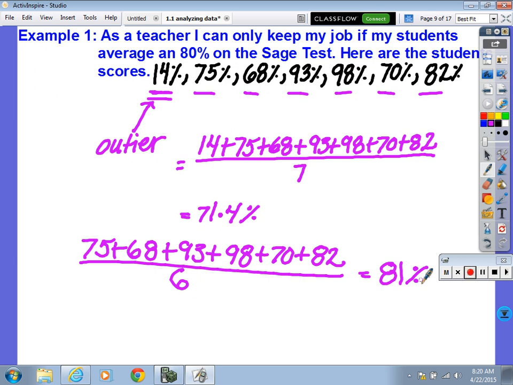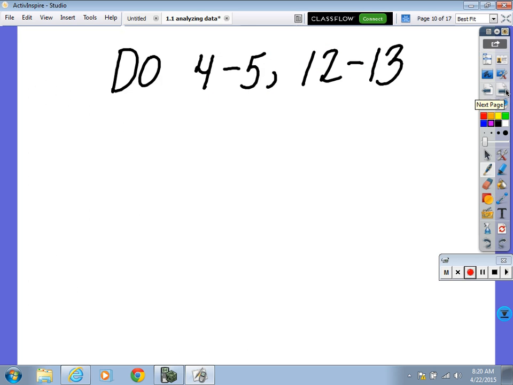So it's really cool. So now you'll do problems 4 through 5 and 12 through 13. They're just going to be asking you to look at your data sets with your outliers, without, and kind of getting you to decide on some things. So go ahead and do those problems. I'll give you quite a while to work, so make sure you show your work too so I can give you full points.